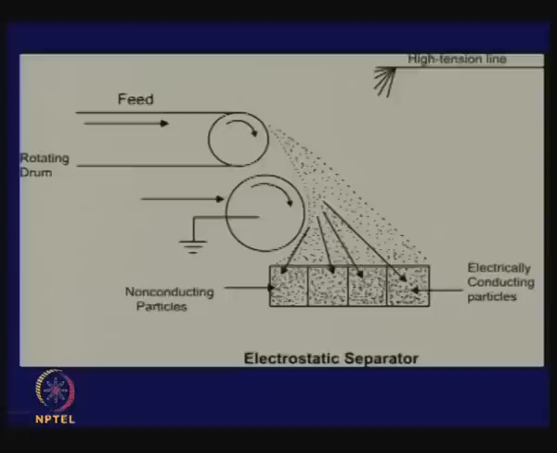then we can use a device like this, where the feed will come on a conveyor belt, and these are the particles of ore, where there are all kinds of grains, all kinds of minerals with different electrical conductivity properties, and we will have a separation here, because those that are electrically conducting will fly off, because this is the rotating drum that will attract. So, non-conducting will go in some places, electrically conducting particles will go in other places. So, we can have a separation based on electrostatic charges.